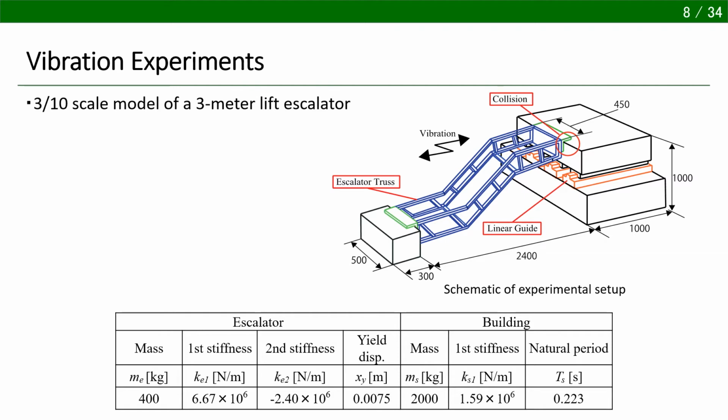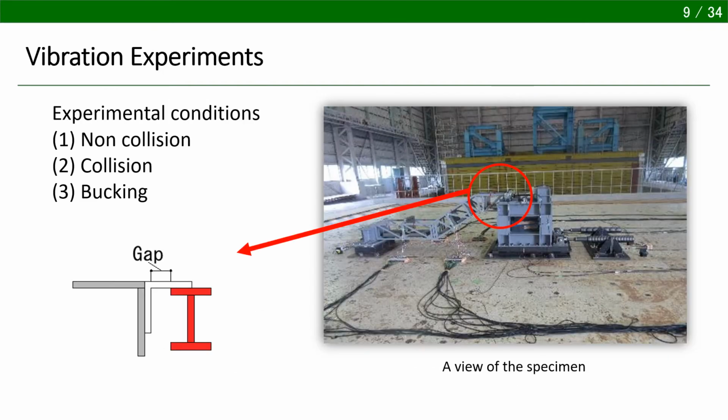This slide shows the vibration experiments. This specimen is composed of an escalator model and a building model. The parameters of each model are listed in the table. This model is a 3/10 scale model of a 3-meter lift escalator. The specimen was set up as shown in the photograph. Vibration experiments are conducted under the conditions of non-collision, collision, and backward. These conditions are switched by changing the gap.